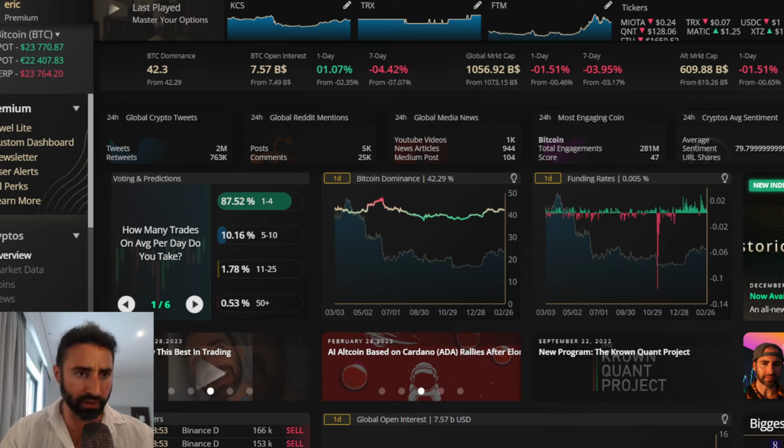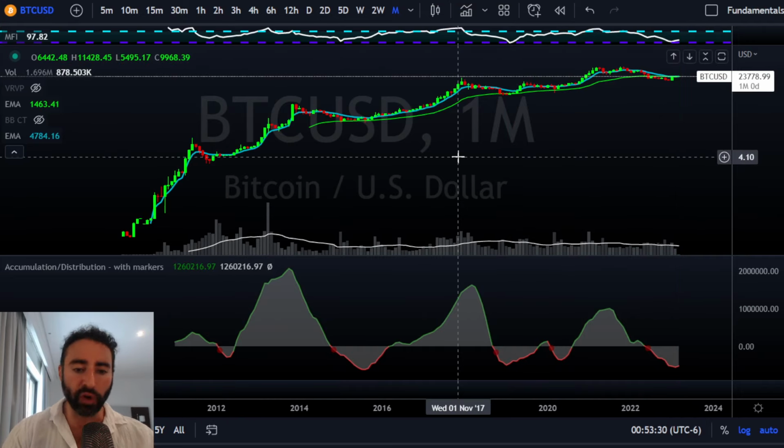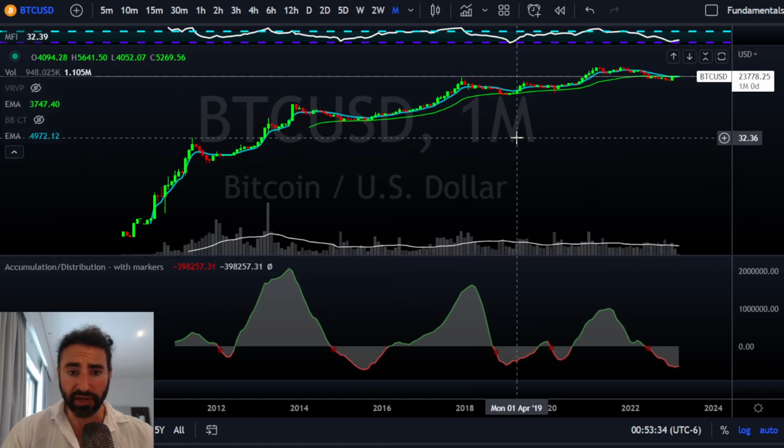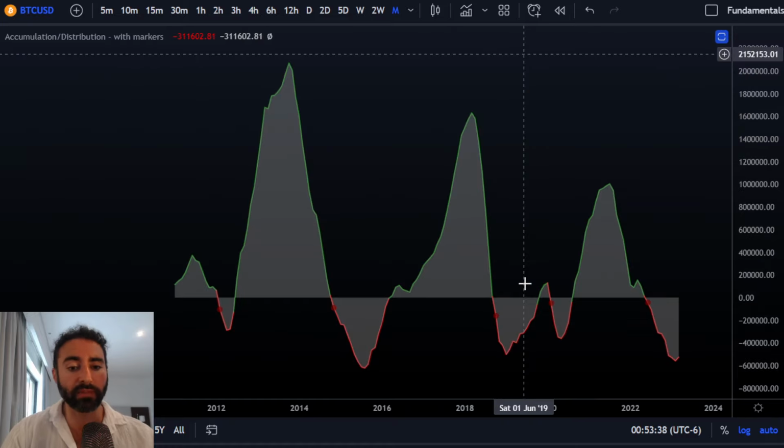Anyways, let's jump right into it. I want to start off right over here. You know where I'm going with it. It is, of course, the monthly accumulation and distribution indicator matched up with the monthly chart. And what are we looking at as of right here? Well, first, let me explain.